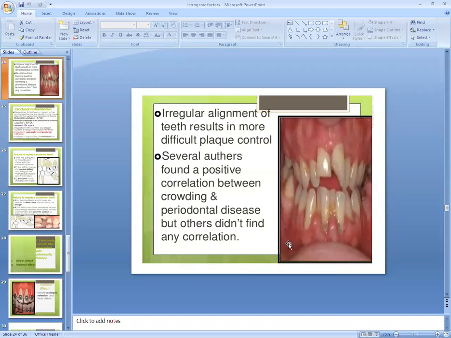Next one is malocclusion of the teeth. Basically, whenever there is malocclusion or malalignment of the teeth, it results in different plaque accumulation because the patient is not able to maintain plaque control. Irregular alignment of the teeth results in more plaque accumulation. Several authors found a positive correlation between crowding and periodontal disease, but others didn't find any correlation.